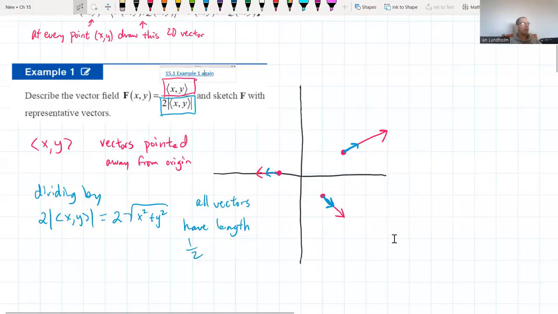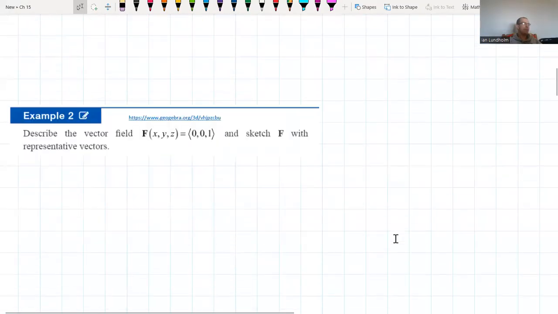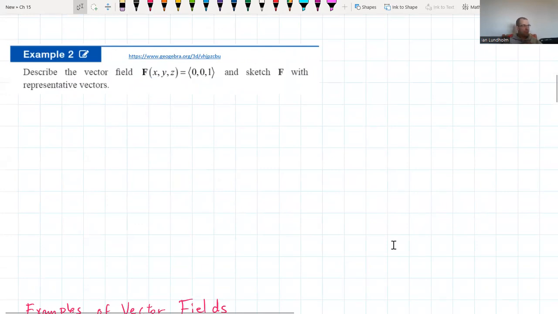Let's open this back up again and move on to example 2. Describe the vector field that looks like this and sketch F with representative vectors. This one's pretty boring. I mean, it's our first 3-dimensional vector field, but what we would be imagining is that at every point in 3D space, we would have vectors that are pointing straight up. 0, 0, 1 means we're going in the positive z direction.